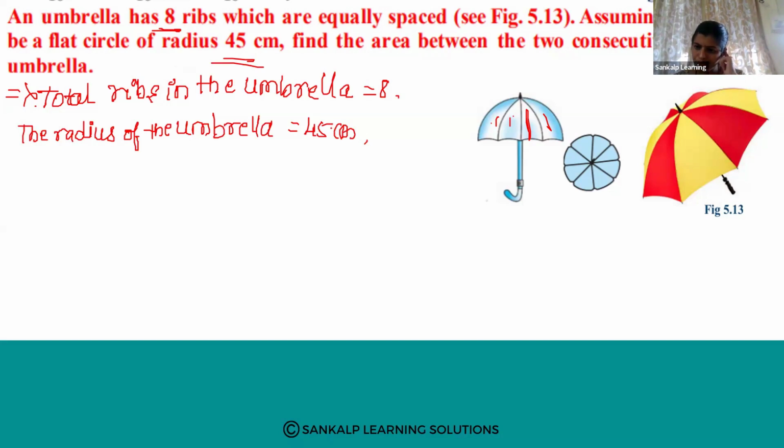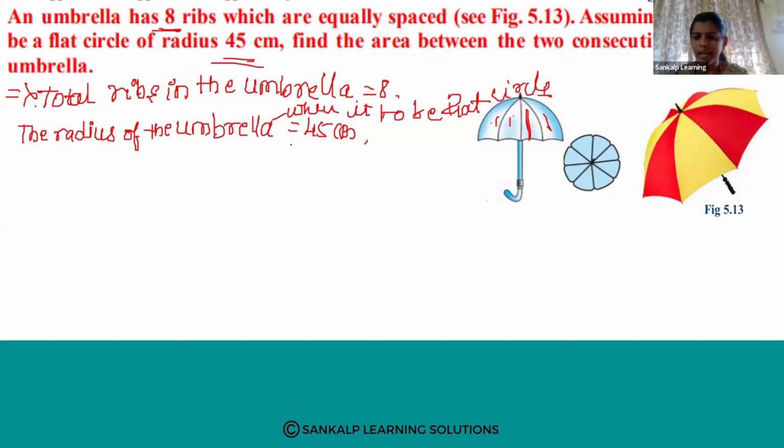Next, when the umbrella is flat. Umbrella, when it is flat, when it becomes a flat circle, then the radius is 45 centimeter.